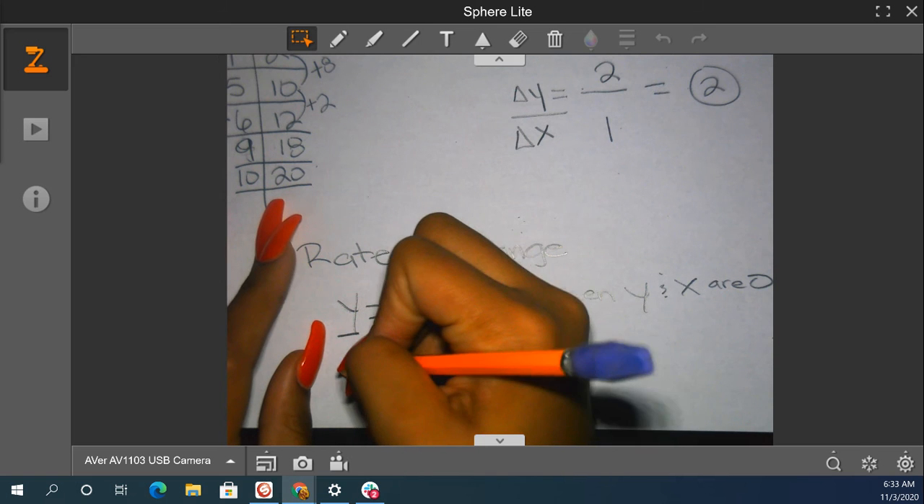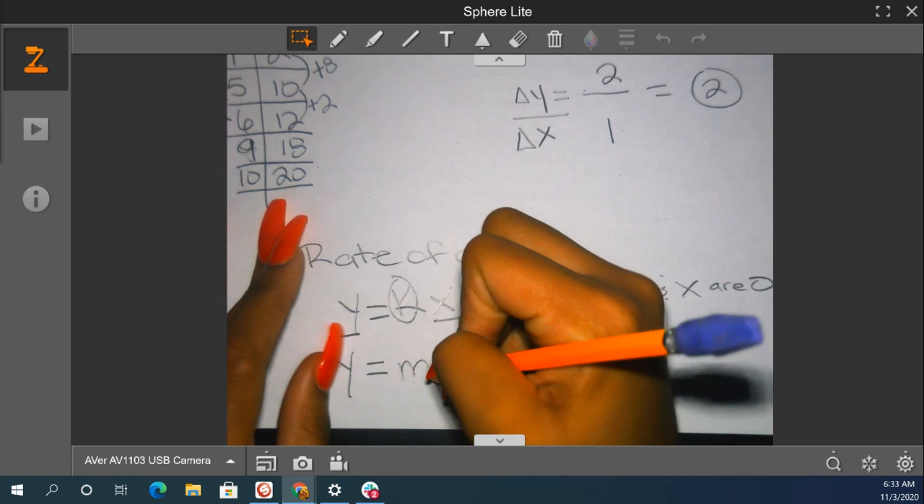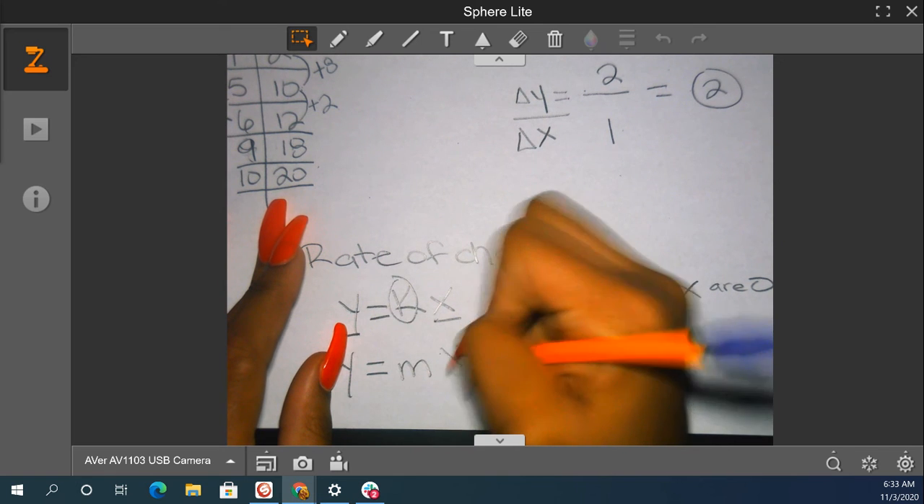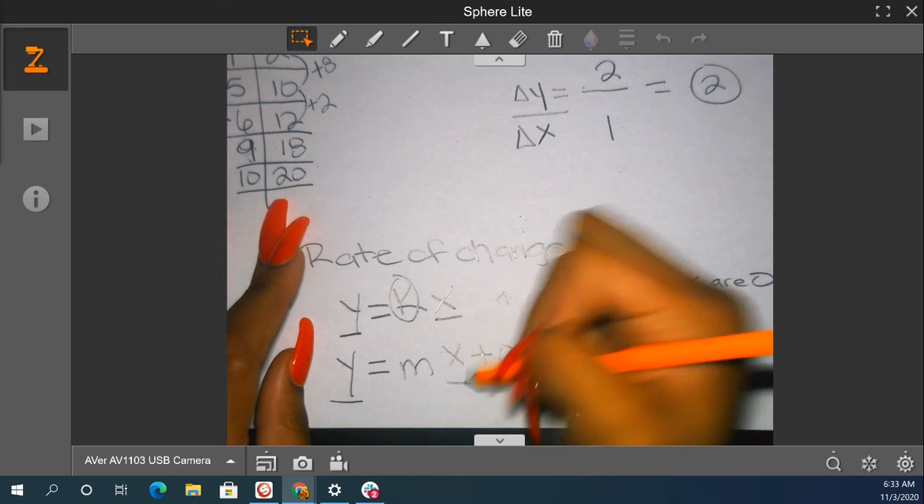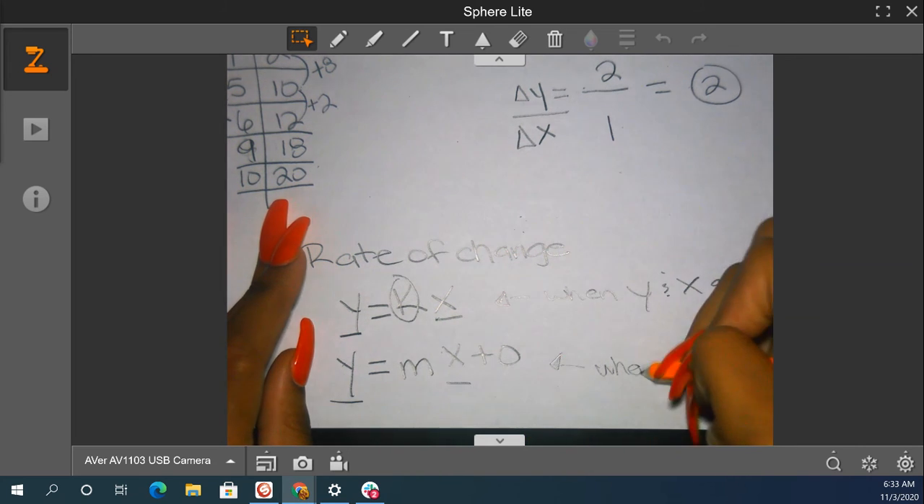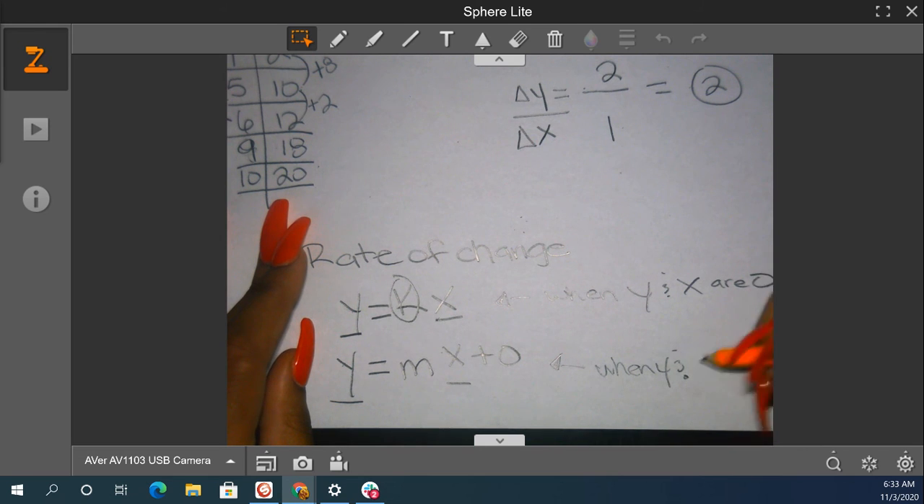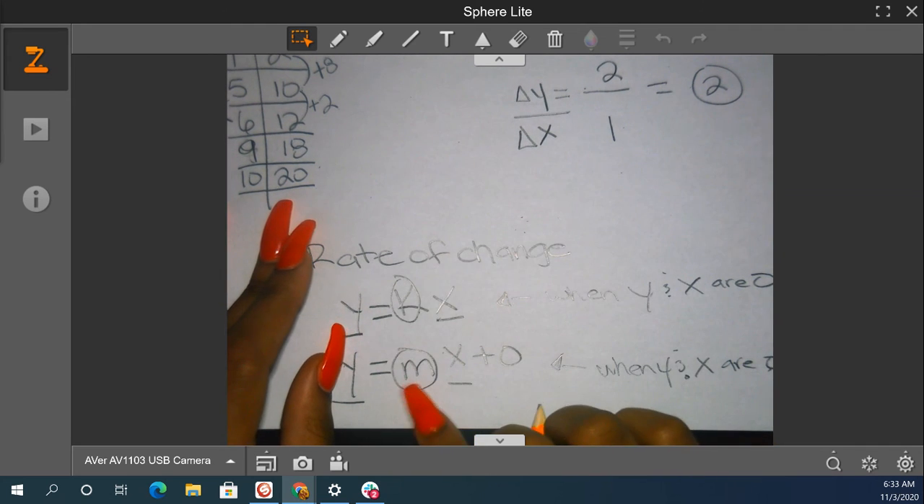Okay, and then you can also write it like this: y equals mx plus 0. And again, when y and x are 0, this is the equation for rate of change. And in this case, m will be your rate of change.